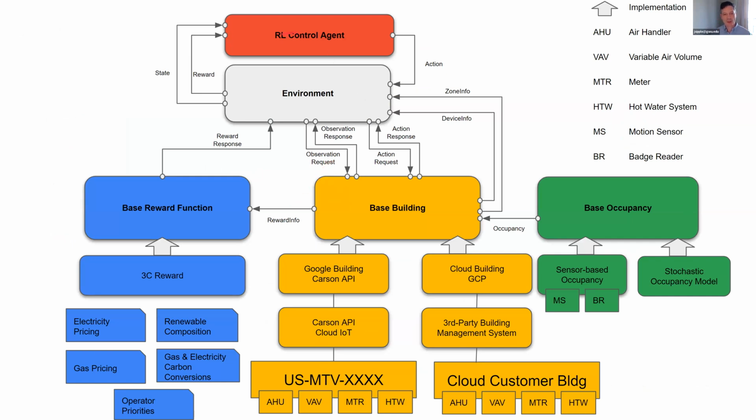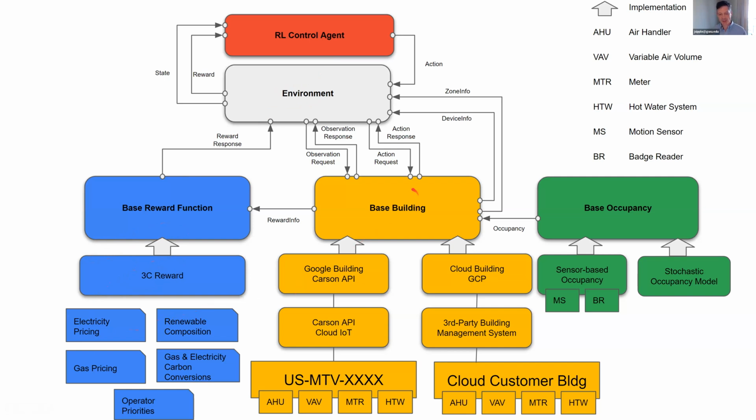This is a slightly more complex view of our system. Up here we have our RL control agent. As I mentioned, we have our states, reward, and actions, and these are all in normalized spaces. The environment then masks away three principal concepts. First, the reward function, implemented as the 3C reward function, which takes in electrical pricing, gas pricing, a bunch of conversions, and also the operator preferences or priorities: whether it is more important to conserve carbon, conserve energy, or maintain comfort conditions. Those are weights assigned to that reward function.